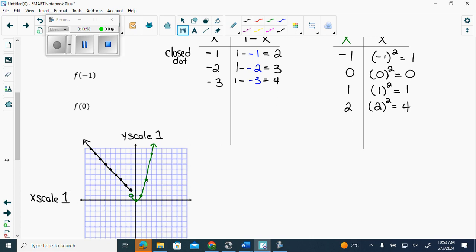If I kept going on this green, it would be, don't do this, it would go like that, right? But that doesn't exist on this graph. Go away. Go away. There we go. So that is actually the representation of f of x equals 1 minus x.